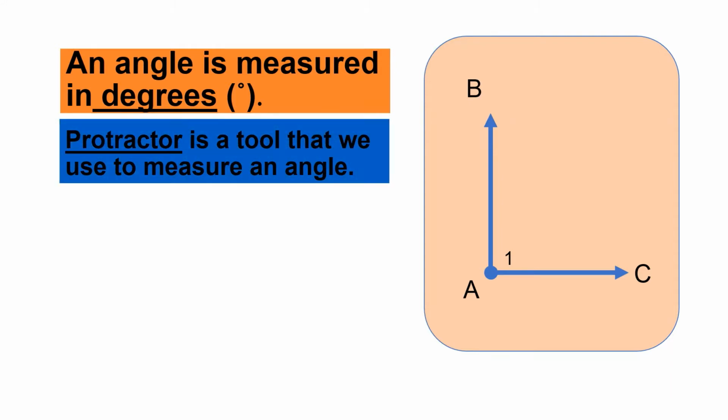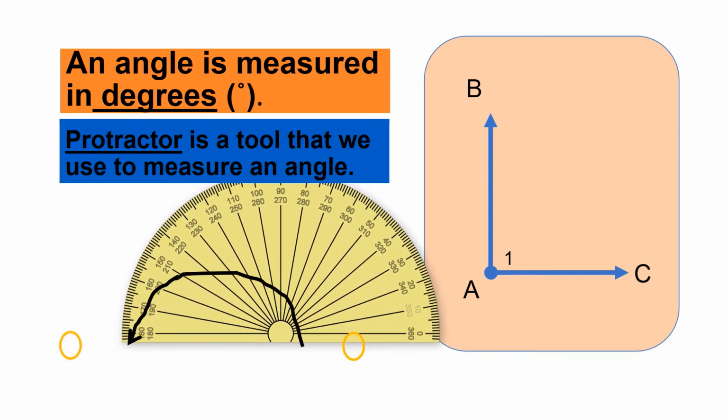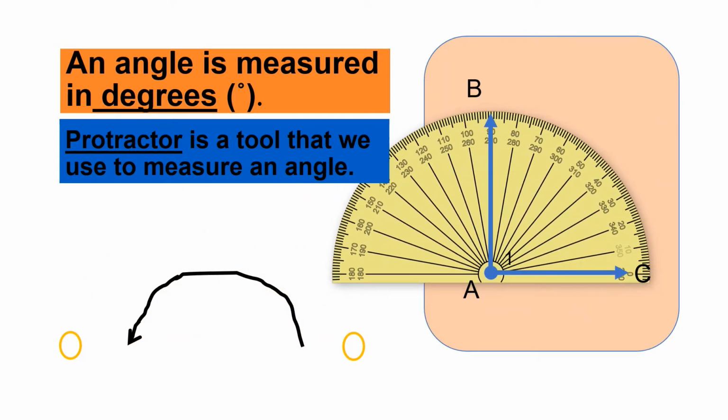Protractor is a tool that we use to measure an angle. This is a protractor. For this lesson, we will use the measurement 0 up to 180. So using this protractor, we can see that the measure of this angle is 90 degrees. Angles can be classified according to their measurements. So the first kind of angle that we will discuss is the right angle.